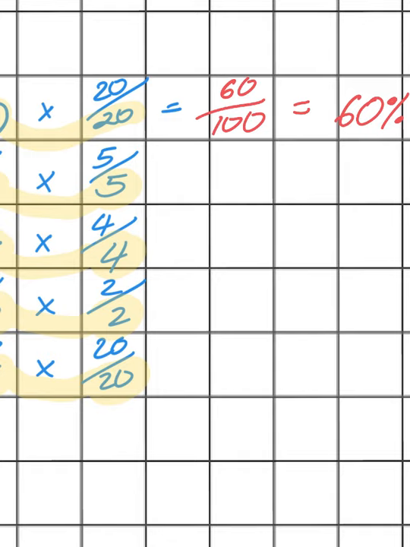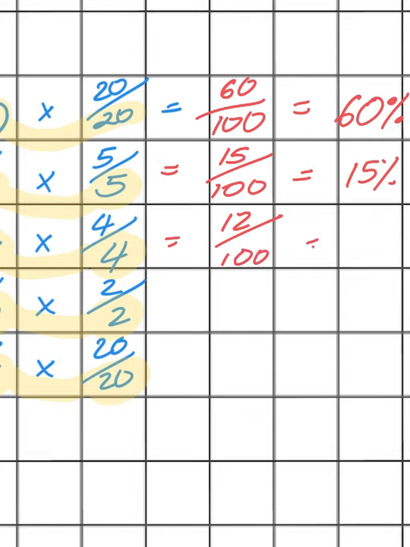3 20ths multiplied by 5 over 5. Multiply the numerators first. 3 5s is equal to 15 over 100, which is equal to 15%. 3 25ths multiplied by 4 over 4. Numerator first. 3 4s is 12 over 100, which is equal to 12%. 3 50ths multiplied by 2 over 2. 3 2s equals 6 over 100, which is equal to 6%.